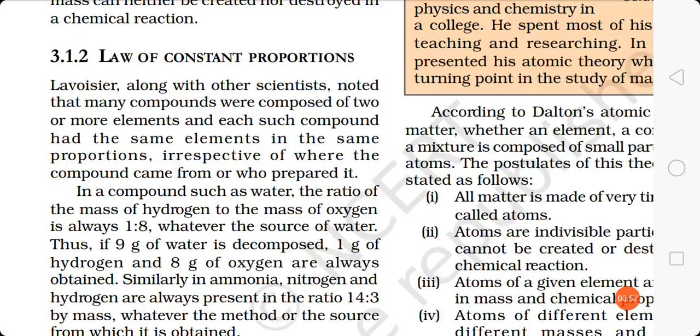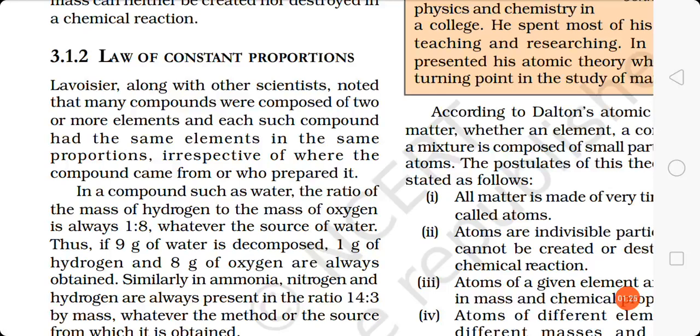But before we begin law of constant proportion, what we studied last, that was law of conservation of mass, which says that mass remains constant even if chemical reaction takes place. Mass neither can be created nor it can be destroyed. And next, very important law of chemical combination is law of constant proportion.